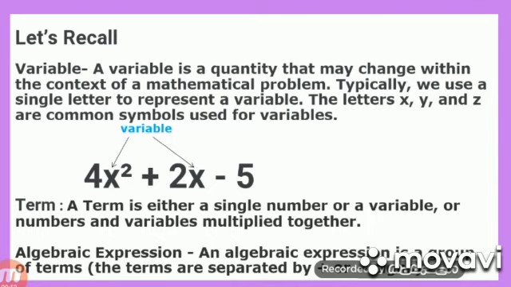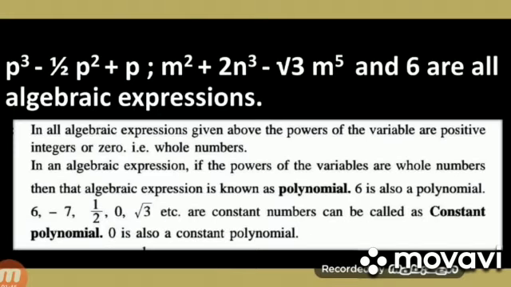Definition of a term. A term is either a single number or a variable or numbers and variables multiplied together. For example, 4x². An algebraic expression is a group of terms. The terms are separated by operators, that is plus or minus sign. p³ − ½p² + p, m² + 2n³ − √3 m⁵ and 6 are all algebraic expressions.